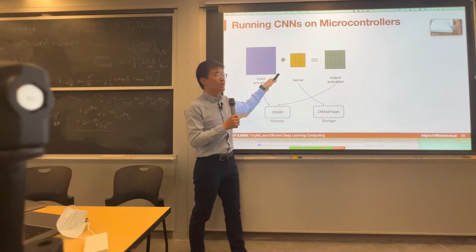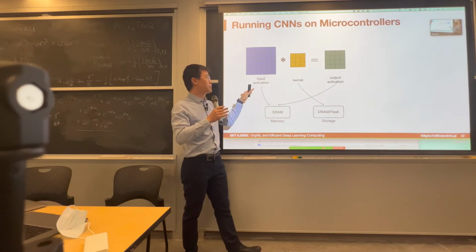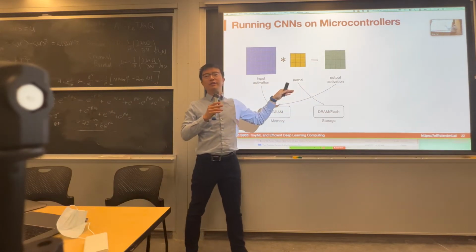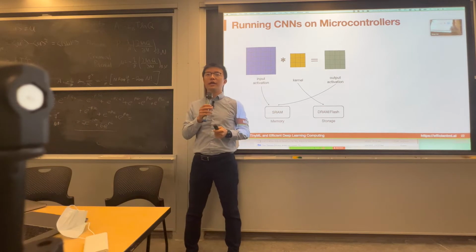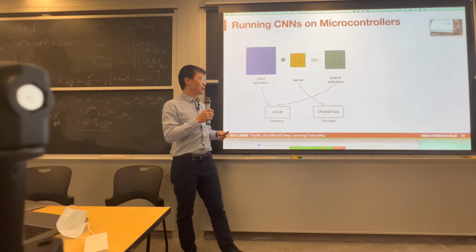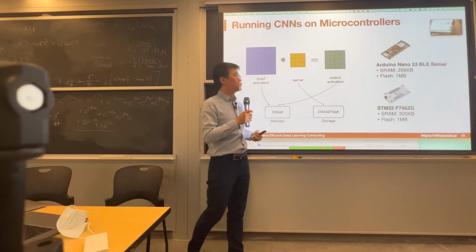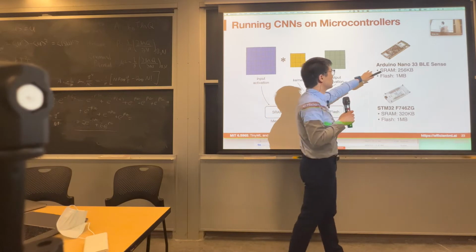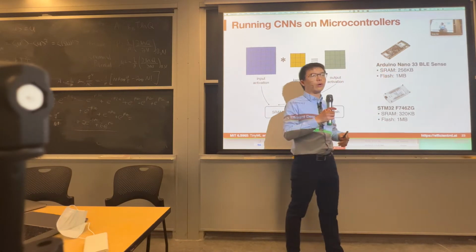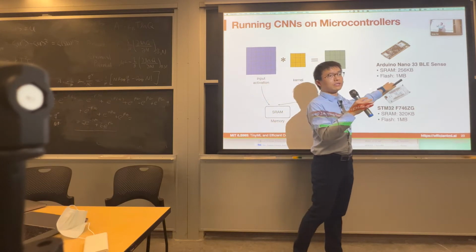This is permanent. This is storage. And for input activation and also output activation for different images, those activations are different. So we want to put them in the both readable and also writable memory. So we put them in the SRAM. For these microcontrollers like Arduino Nano, it has 256 kilobytes of SRAM, 1 megabyte of flash.